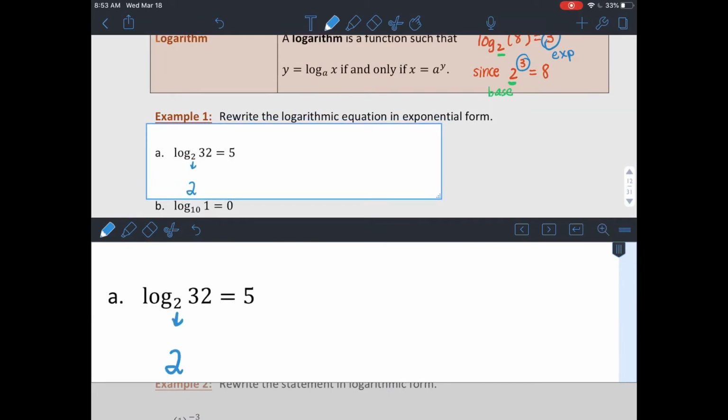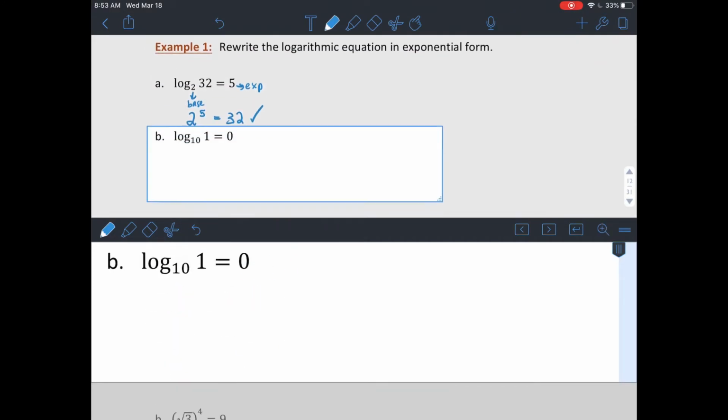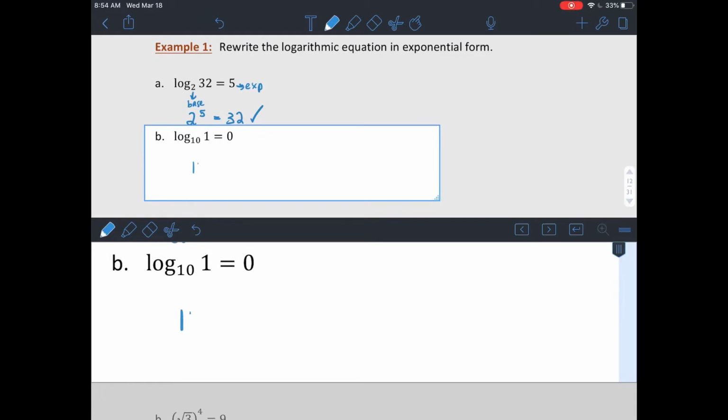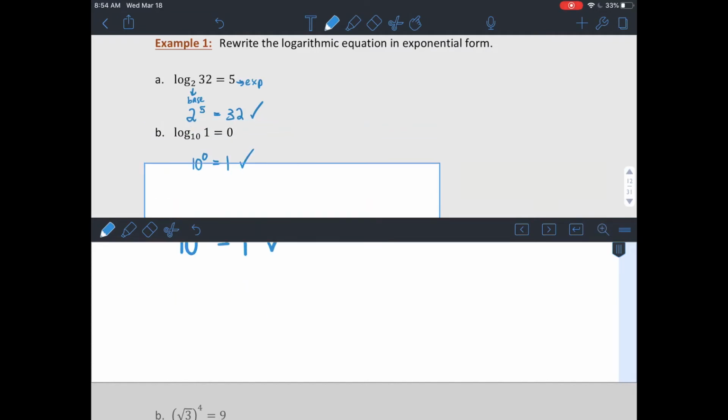This is log base 2, so my exponential function also has to be base 2. 5 is what it is equal to, so that's the power that I would raise 2 to get 32, which is a true statement. You can check it and see if it's right. This is base 10, so 10 to the 0 equals 1.